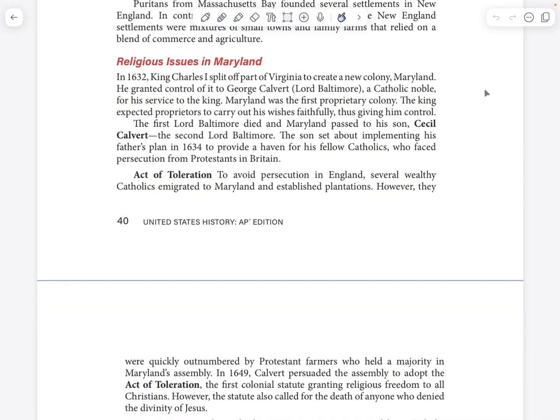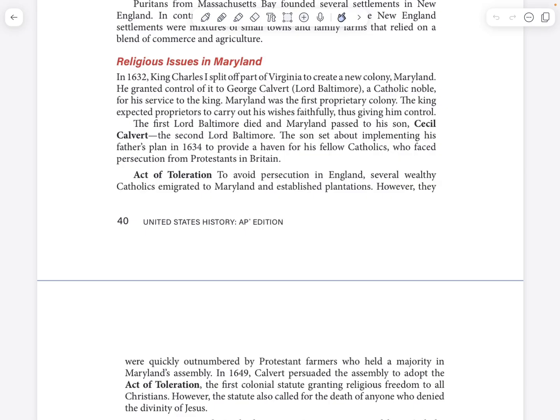Religious issues in Maryland. In 1632, King Charles I split off part of Virginia to create a new colony, Maryland. He granted control of it to George Calvert, Lord Baltimore, a Catholic noble, for his service to the king. Maryland was the first proprietary colony. The king expected proprietors to carry out his wishes faithfully, thus giving him control.